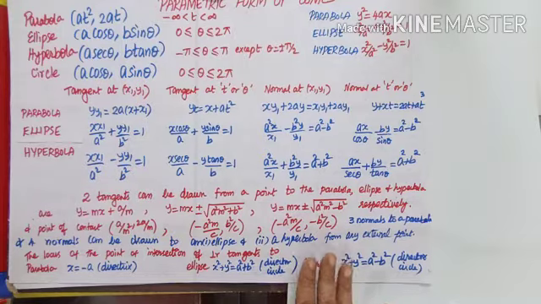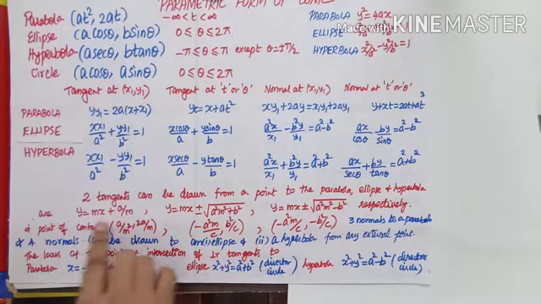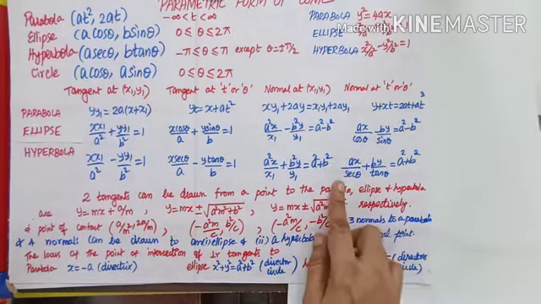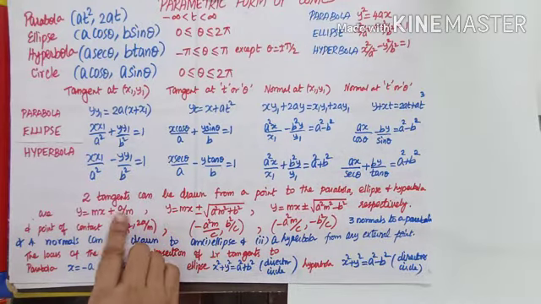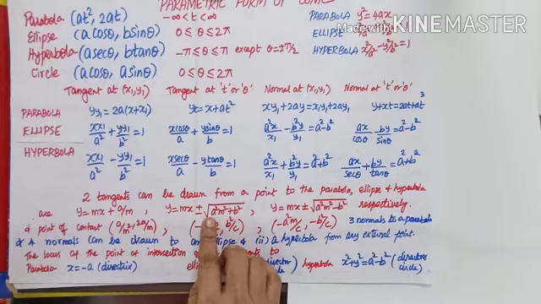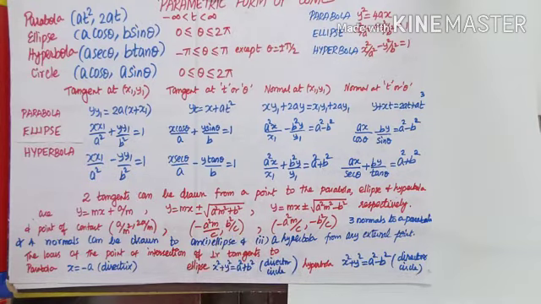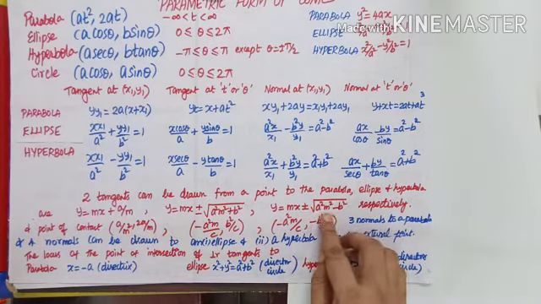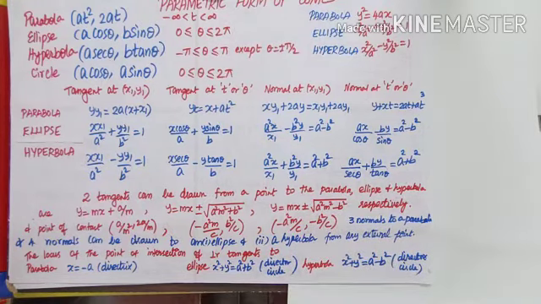So we have important problems based on this formula. Parabola: c value is a by m. Ellipse: c value is plus or minus root of a square m square plus b square. Whereas for hyperbola it is plus or minus root of a square m square minus b square.